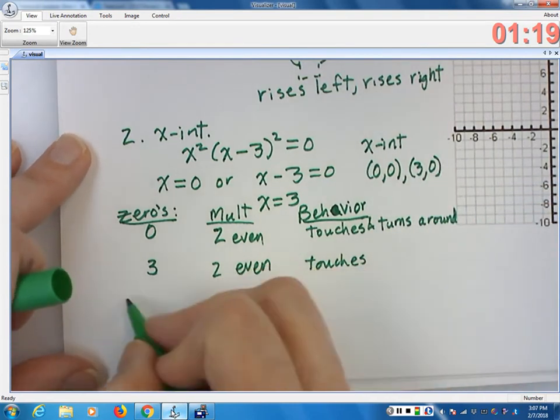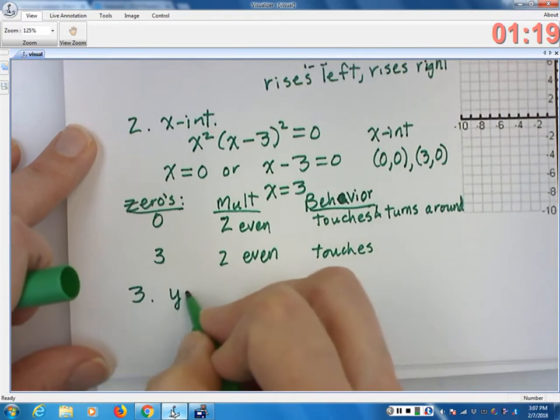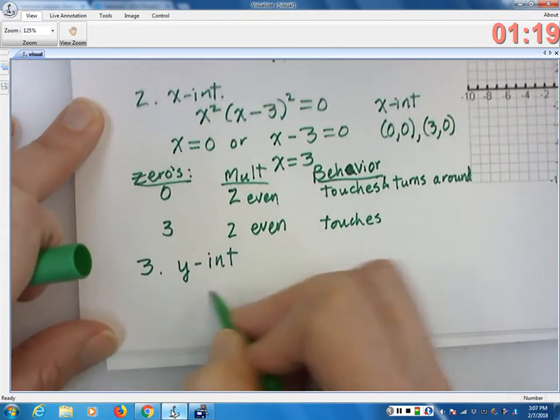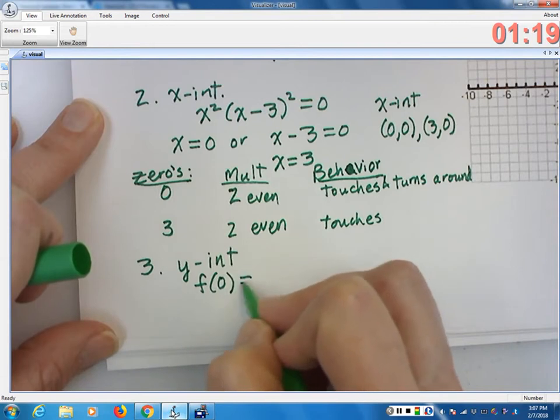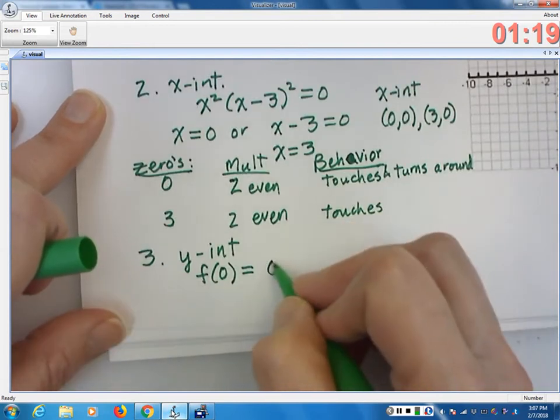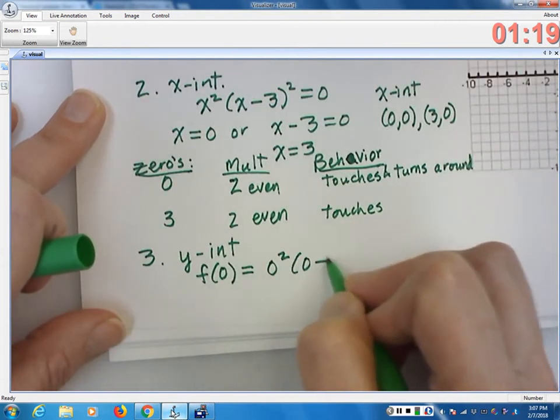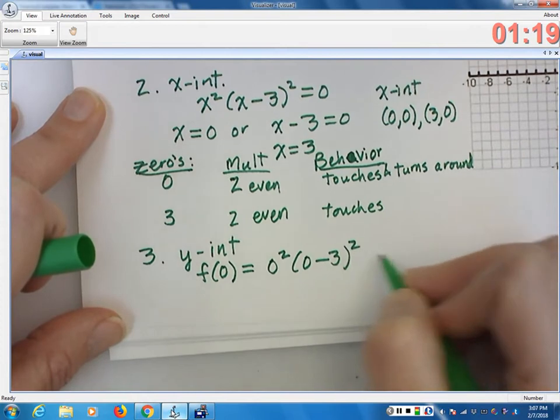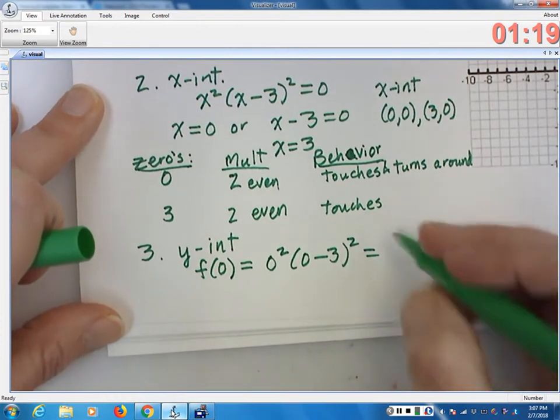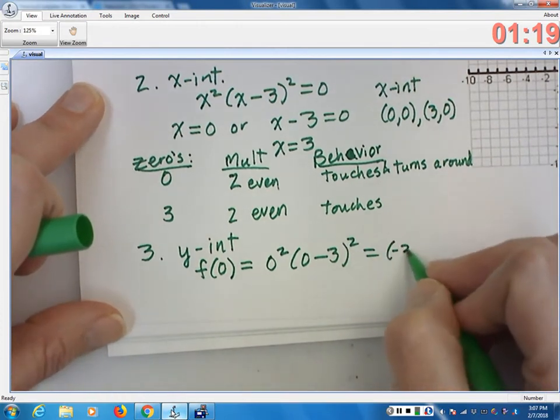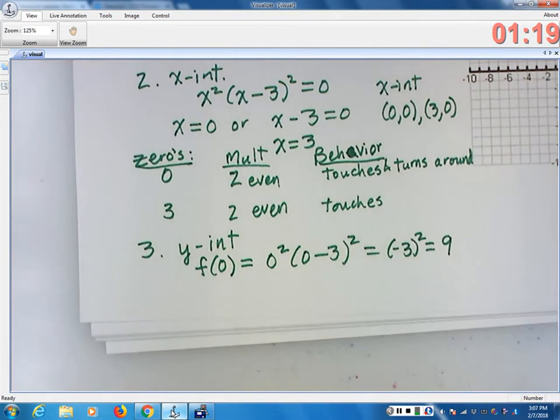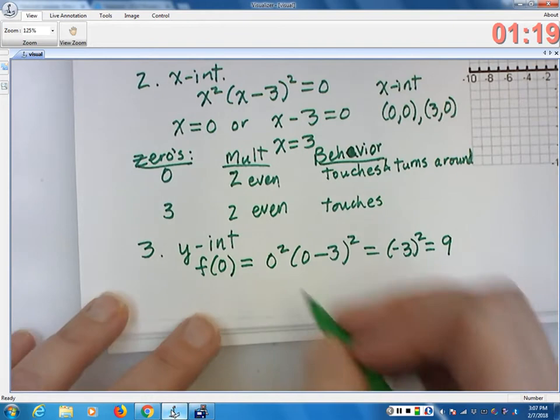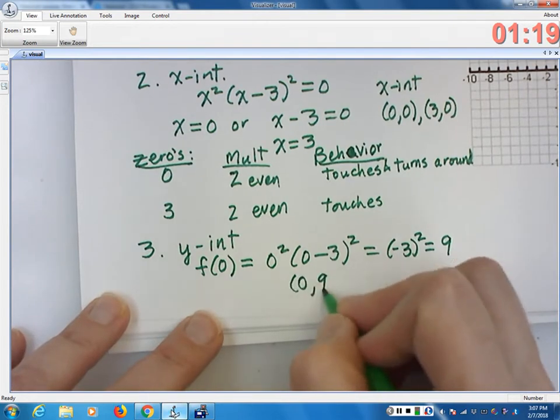Number 3, find the y-intercept. That's where you put in 0 for x, that's f of 0 in function notation. 0 squared, 0 minus 3 squared. You're going to get negative 3 squared, positive 9. So our y-intercept is (0, 9).